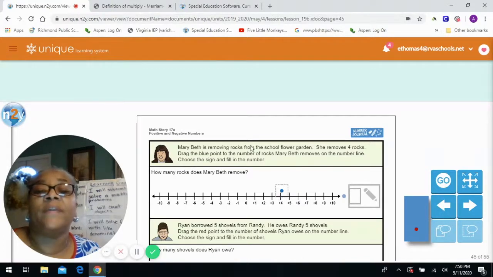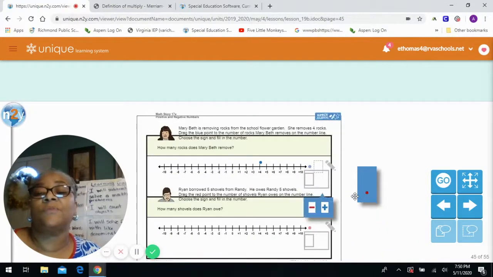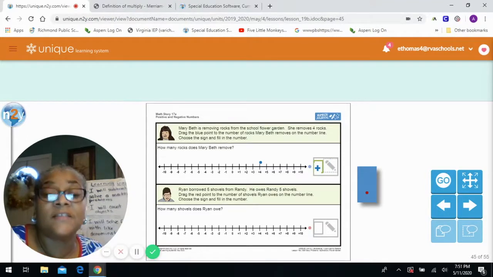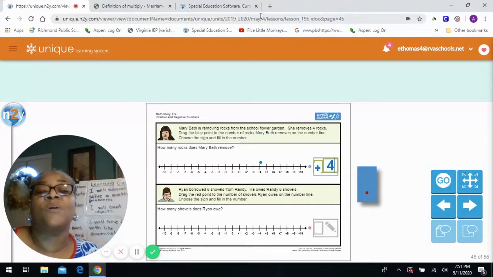All right. Now, drag the blue dot to the number Mary Beth removes on the number line. So we're going to choose the sign to fill in the number. All righty. Let's see. Does it work the same? Let's see. We're going to get this right because that's what she has in her hand. So that's what we're going to do. All righty. So she has what? What she has is the 4.